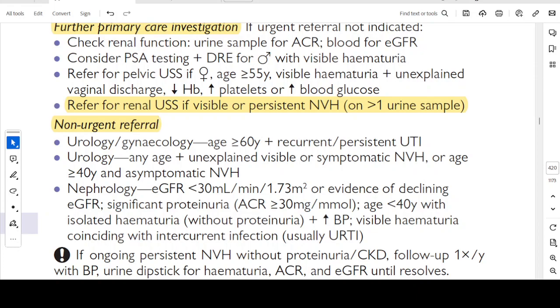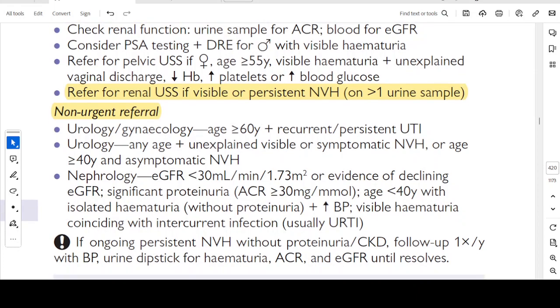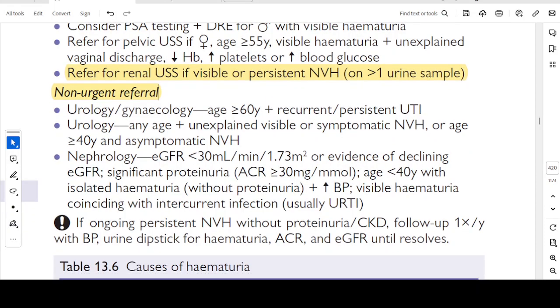Urology or gynecology: age more than 60 years plus recurrent or persistent UTI. Urology: any age plus unexplained visible or symptomatic non-visible hematuria, or age more than 40 and asymptomatic non-visible hematuria.